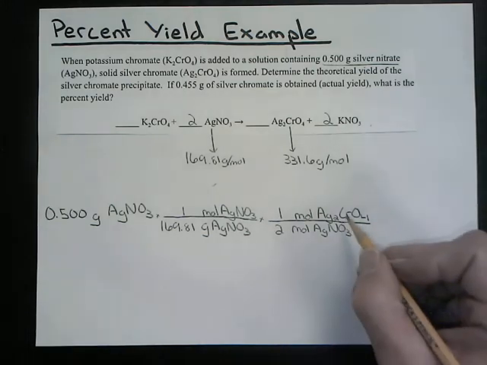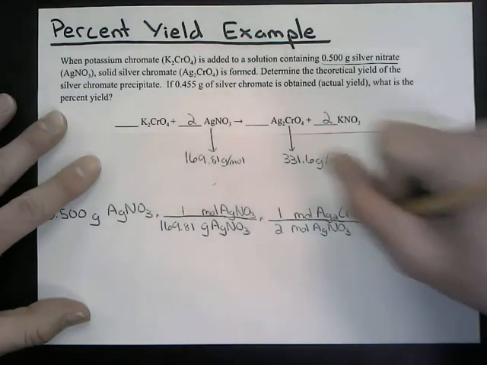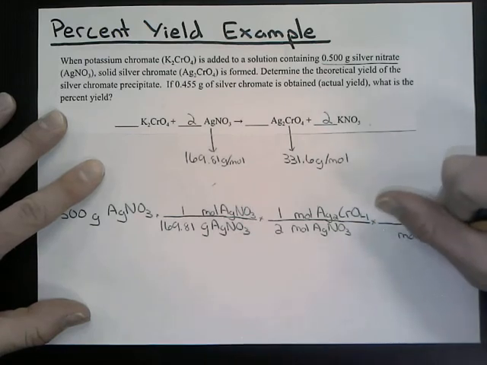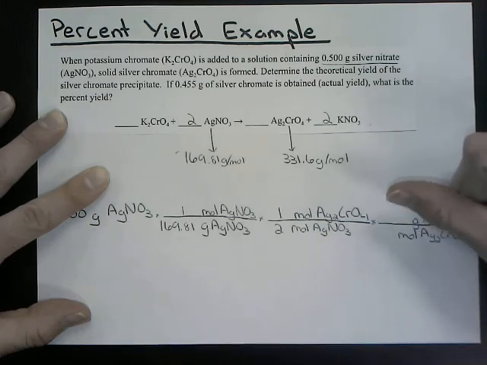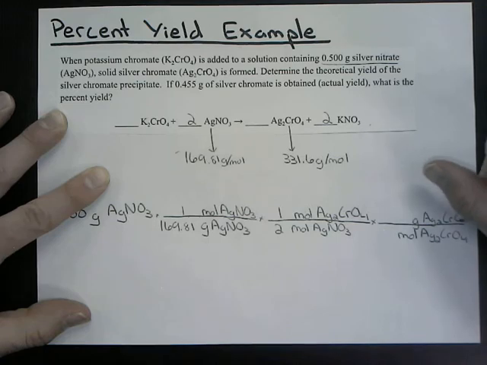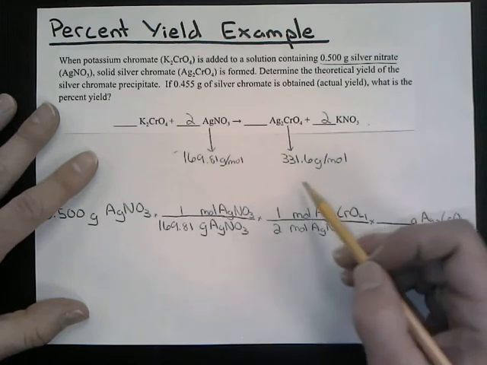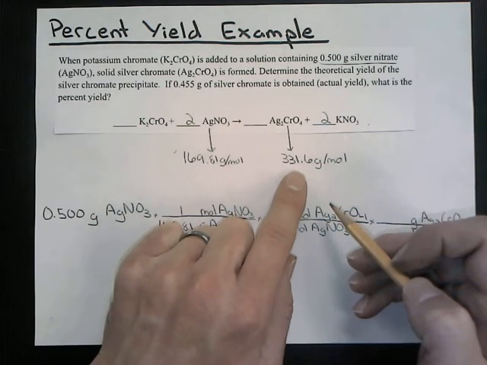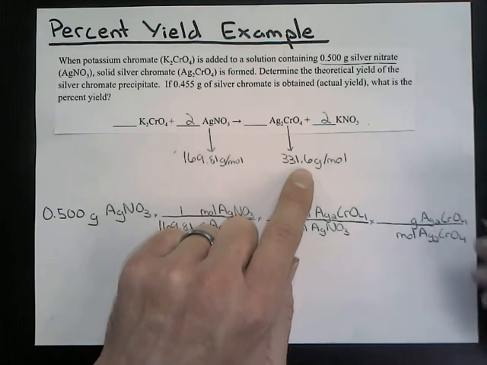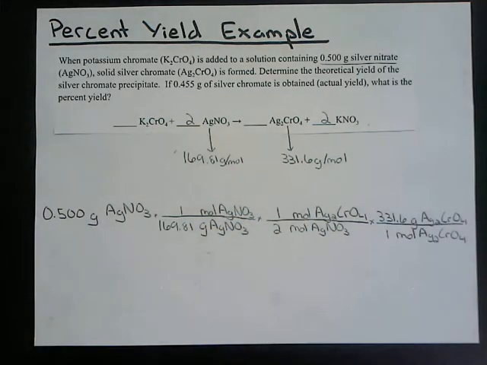Now, we're not quite done because we need grams of our silver chromate. So again, we go one further step here, and we want to cancel out moles of silver chromate. So moles of Ag2CrO4. And on top, we want to put our grams of Ag2CrO4. Now, gram over mole, we turn to the molar mass of silver chromate, which is 331.6 grams per mole. This means this 331 number is associated with grams. It goes on top in this case. So we put 331.6 grams for every 1 mole.